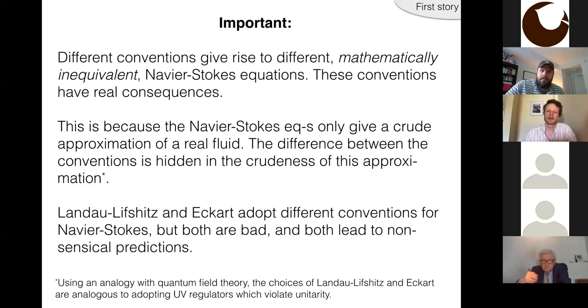Now, this is something that's very important to remember. Different conventions give rise to different, mathematically inequivalent Navier-Stokes equations. So the conventions have real consequences. It's not a typo. This is because the Navier-Stokes equations only give you a crude approximation of a real fluid, so the difference between these conventions is hidden in the crudeness of this approximation. Landau-Lifshitz and Eckert adopt different conventions for Navier-Stokes, and both conventions are bad, and they both lead to nonsensical predictions.